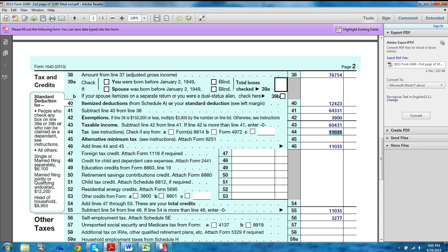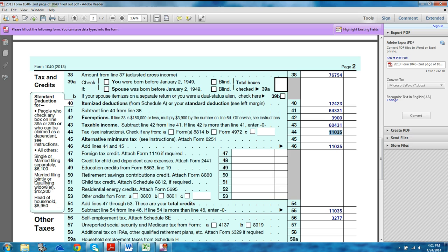Now we are on a system that's, he's in the 25% tax bracket, but not all of this $60,431 is going to be taxed at 25%. The first, in 2013, the first $8,925 of your taxable income is taxed at 10%. So 10% of 8,925 is $892.50. So we take $892.50, we put that down as tax.